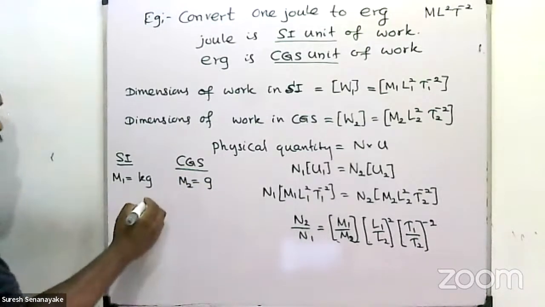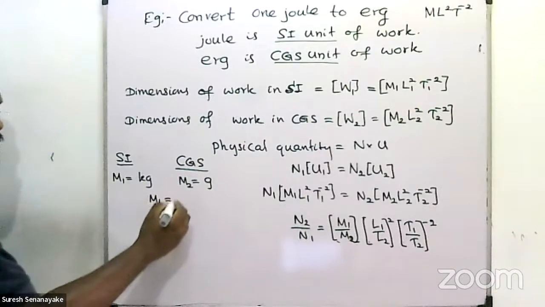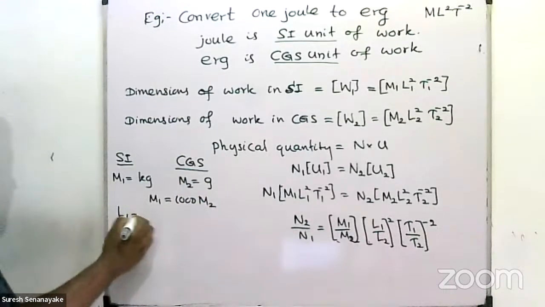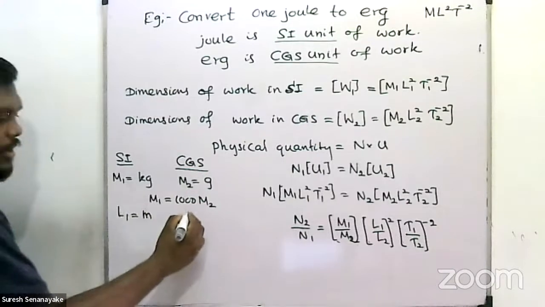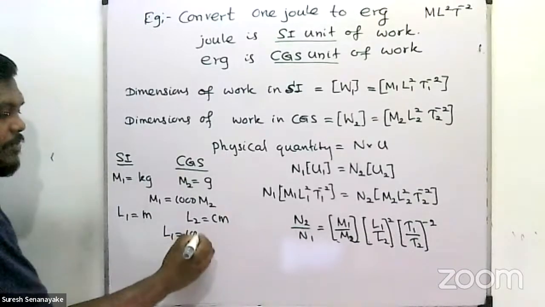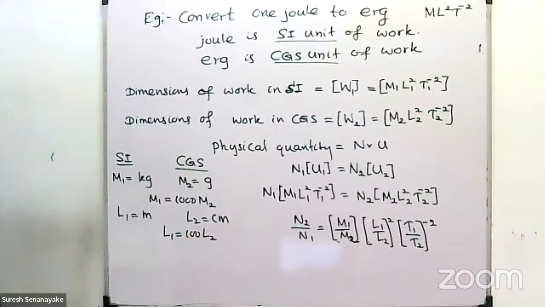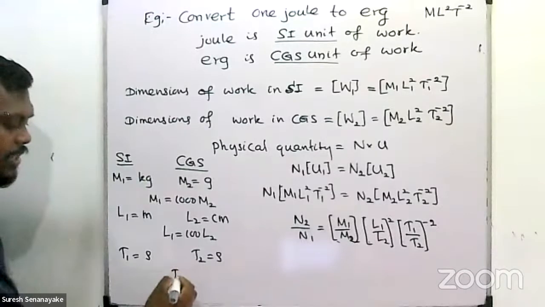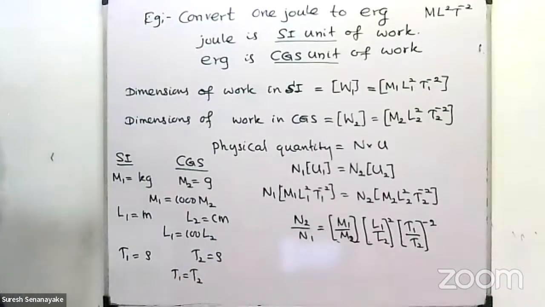So according to this, you can say that M1 equals 1000 of M2, and L1 is meter, L2 in this system is centimeter. According to this, you can write L1 is 100 times L2. Conversion is enough. T1 is in seconds, T2 is in seconds. So in these two systems, time is taken the same way. T1 equals T2. Right. So then M1 to M2 ratio equals 1000.